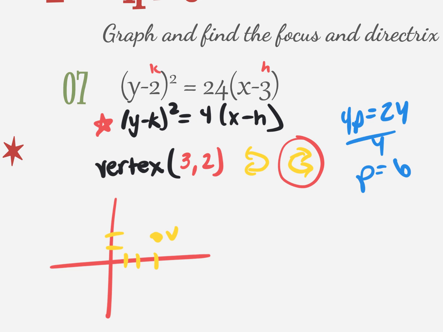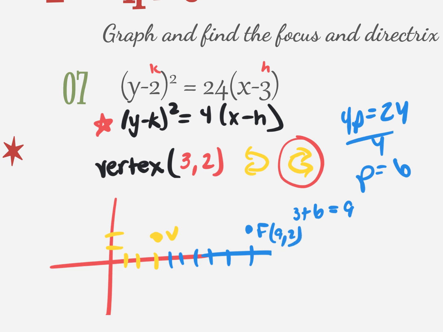So think about, from my vertex of 3, 2, my focus and my directrix are going to be in which direction? Up and down or left and right? Left and right, because you already told me it's opening left and right. So I'm going to add 6 and subtract 6 to which part of my vertex? The 3 or the 2? If I'm moving left and right, the 3. I'm going to go, 3 plus 6 is going to give me what? 9. So my focus is going to be at 1, 2, 3, 4, 5, 6, 7, 8, 9, 2. There's my focus.